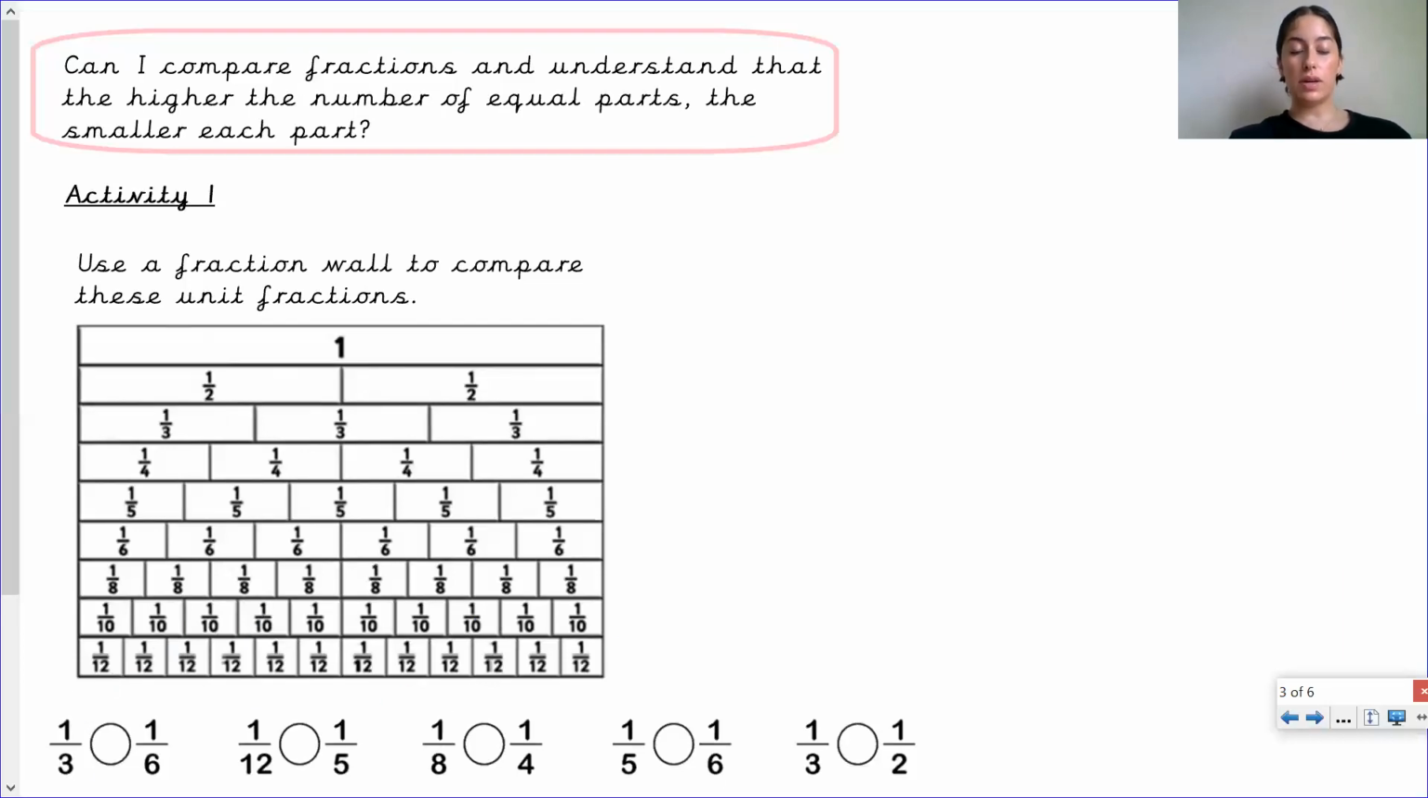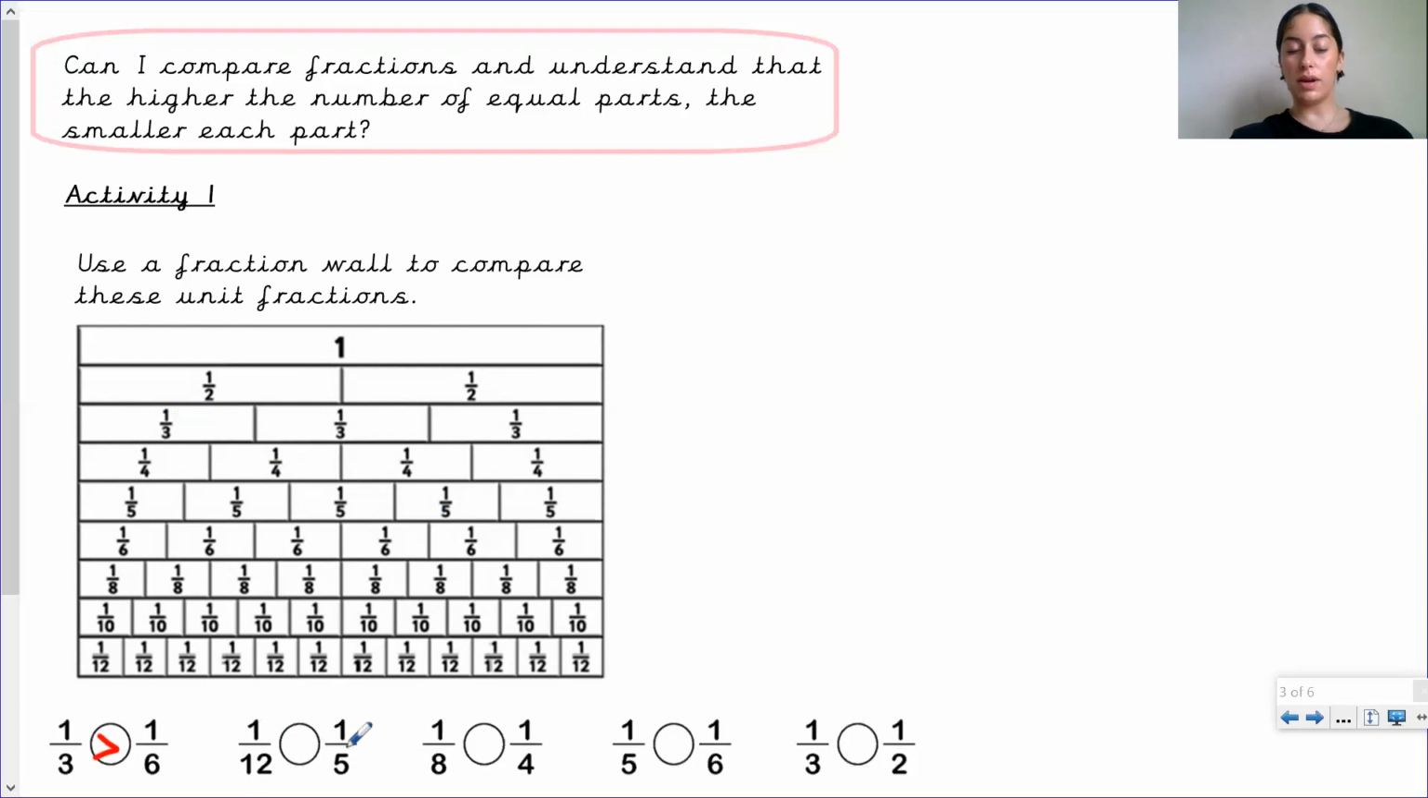So 1/3 we are comparing to 1/6. Let's look at 1/3 and let's look at 1/6. So I can see that 1/3 is a lot bigger than 1/6. Why is that? Well, it's because in 1/6 the whole has been divided into a larger number, a bigger number of equal parts. Whereas 1/3 is divided into a smaller number of equal parts. So 1/3 is bigger than 1/6.